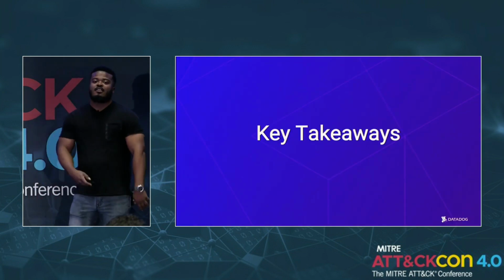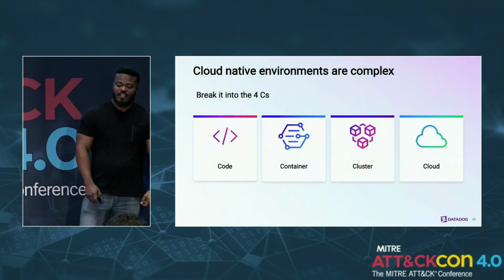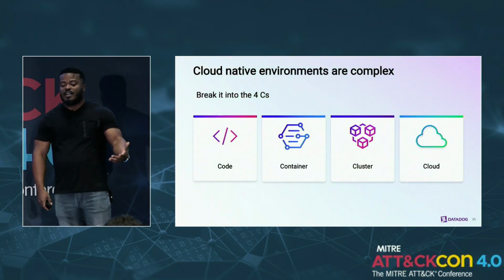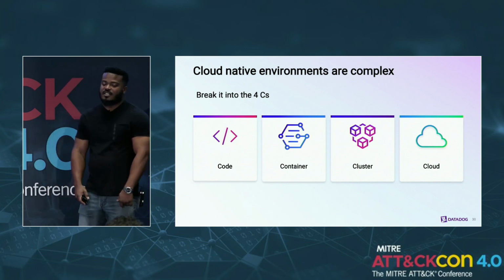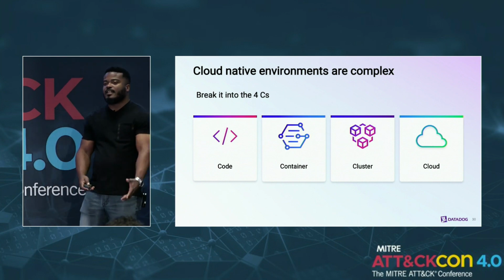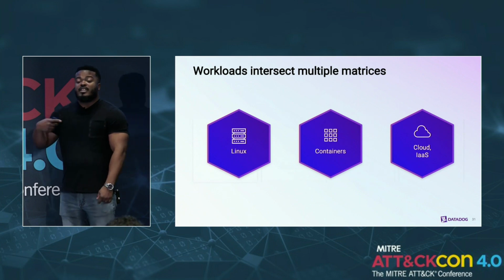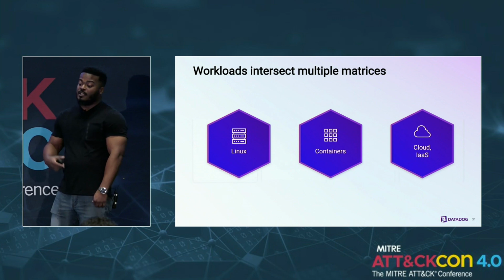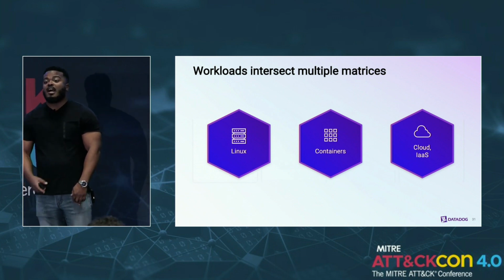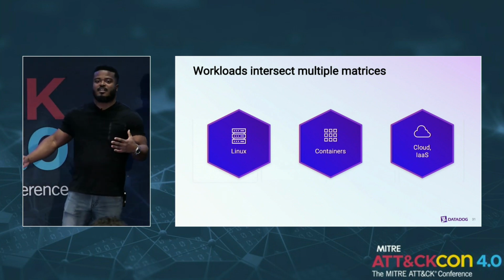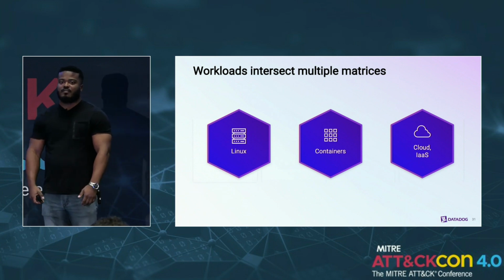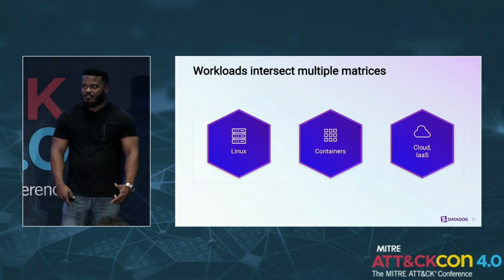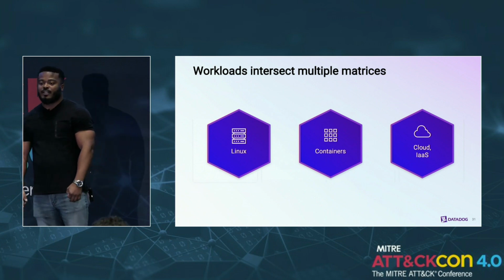So some of the key takeaways of things that we've talked about so far is that cloud native environments are pretty complex, but we can simplify this by breaking it down into the 4 C's of code, container, cluster, and cloud. These workloads oftentimes will intersect multiple matrices, primarily Linux, containers, and cloud. However, there's even more potential opportunity out there, right? There's things such as the Kubernetes matrix, primarily built by Microsoft, which can definitely apply here as well.